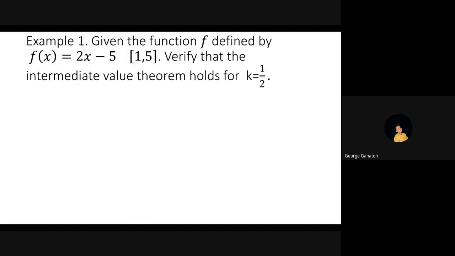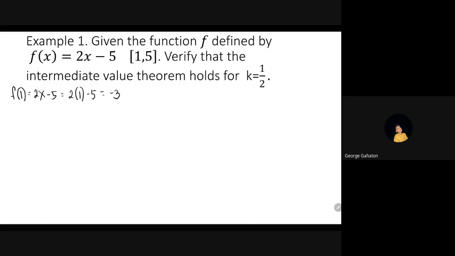So let's answer this one. Let us verify that the intermediate value theorem holds for the given function 2x minus 5 in the closed interval [1, 5], and our k will be 1/2. Solving for f of 1, we have 2x minus 5, which is equal to 2 times 1 minus 5, which is equal to negative 3.